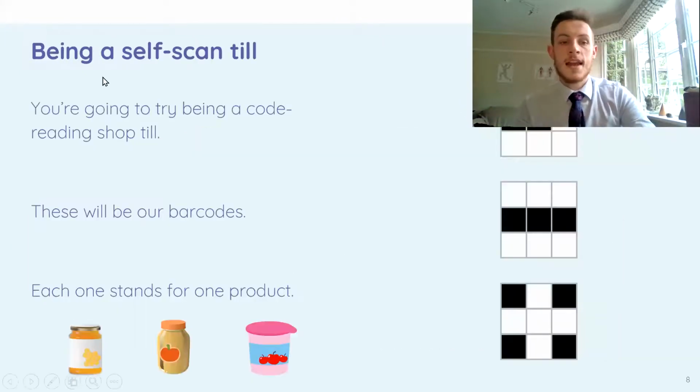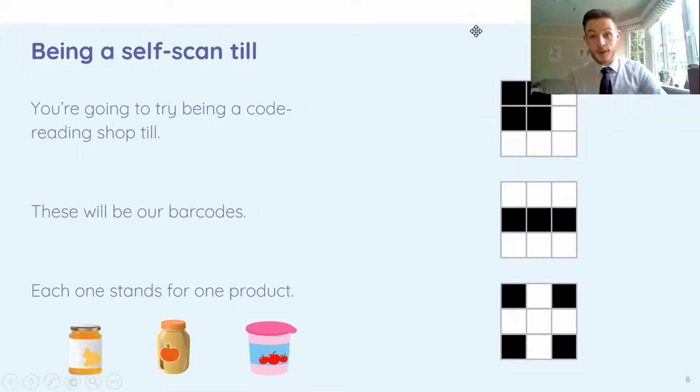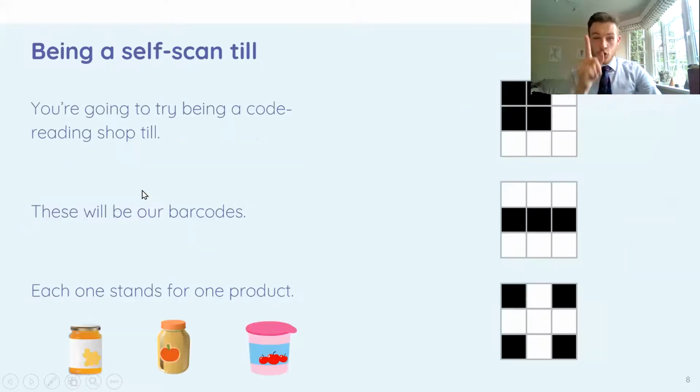Now, we're going to have a go today at being a bit of a shopkeeper, okay? It's going to be a little bit tricky to understand, so I'm going to need you to listen super carefully. Use your listening ears and your magnet eyes, okay? Watch really carefully. You're going to try being a code reader in a shop till. So imagine you're this till here, and you're linked to a computer and a scanner. And you're going to imagine you're scanning an item.